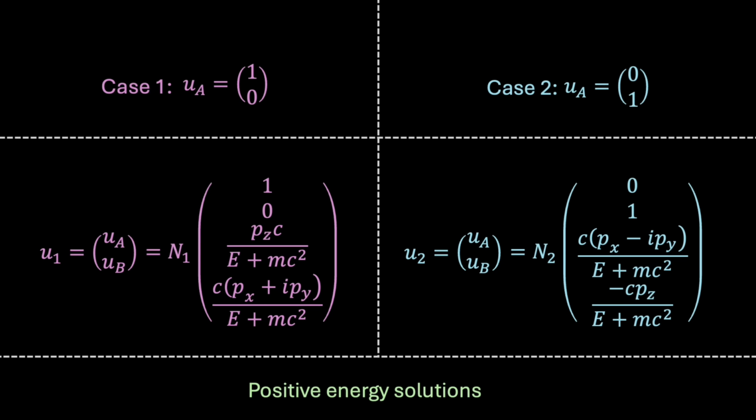Okay, so let's pause and take stock. We've now constructed two solutions, U1 and U2, by choosing simple upper components and calculating the corresponding lower components using the Dirac equation. These describe the positive energy solutions in the case where the momentum is non-zero.